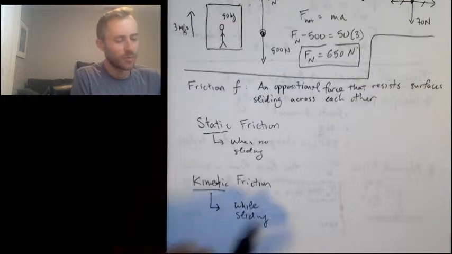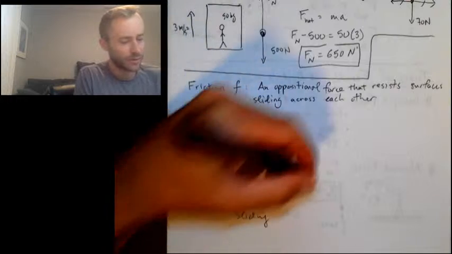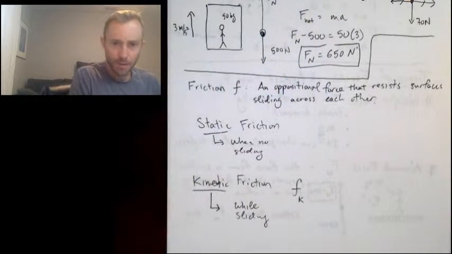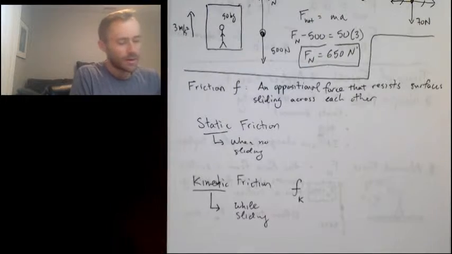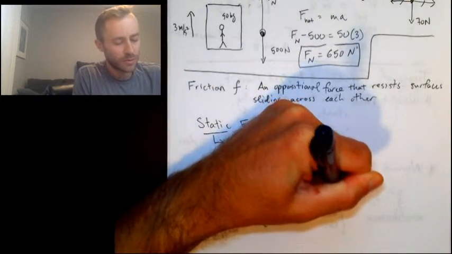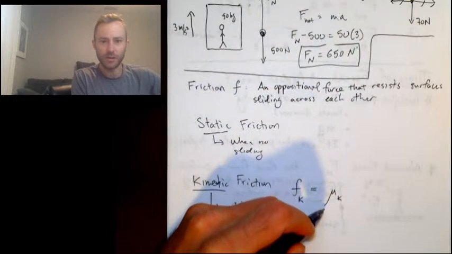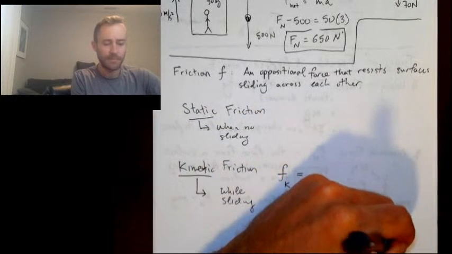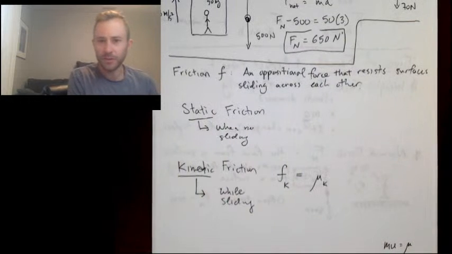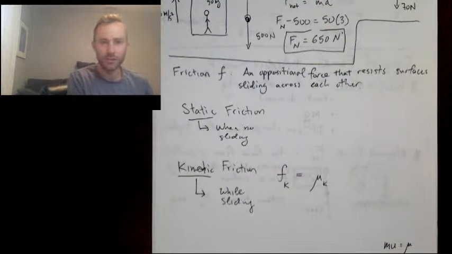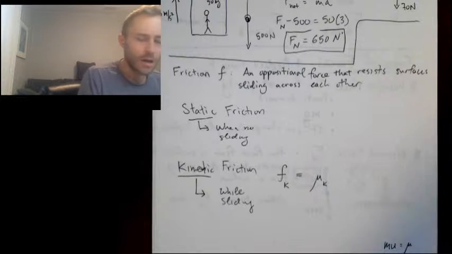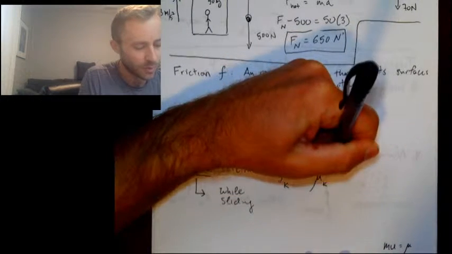So there is a formula for kinetic friction. I will denote kinetic friction by F sub K for kinetic. And that formula is mu sub K. So this is the Greek letter mu. It's kind of a fancy M or a fancy U, depending on your perspective. It looks more like a U to me. Times the normal force.